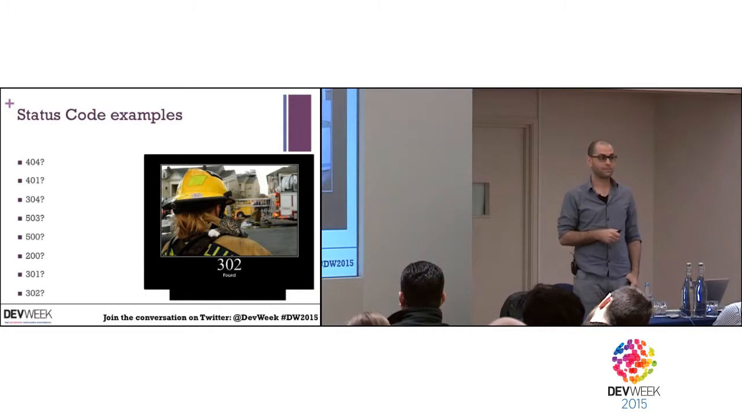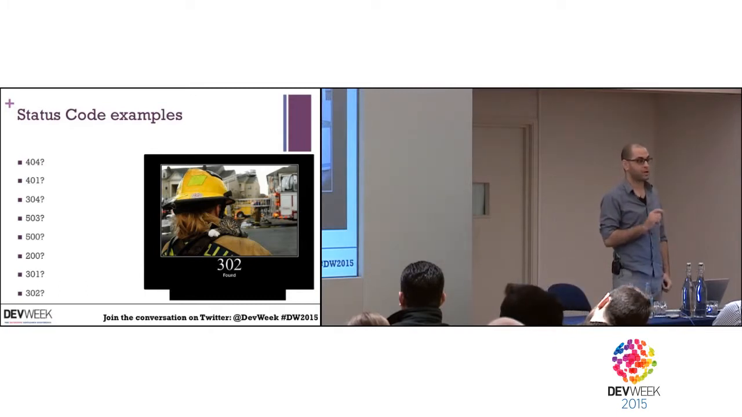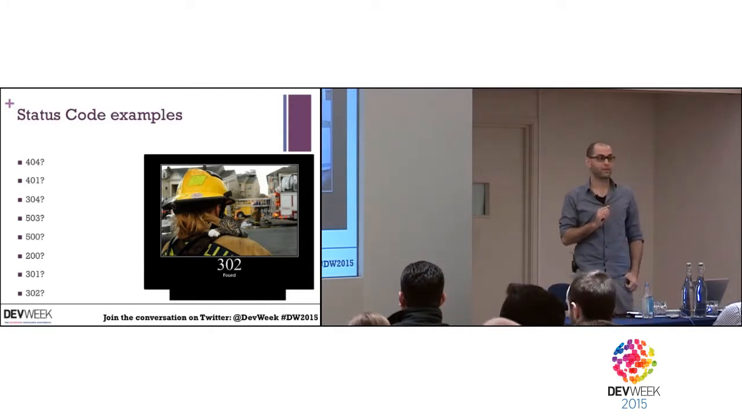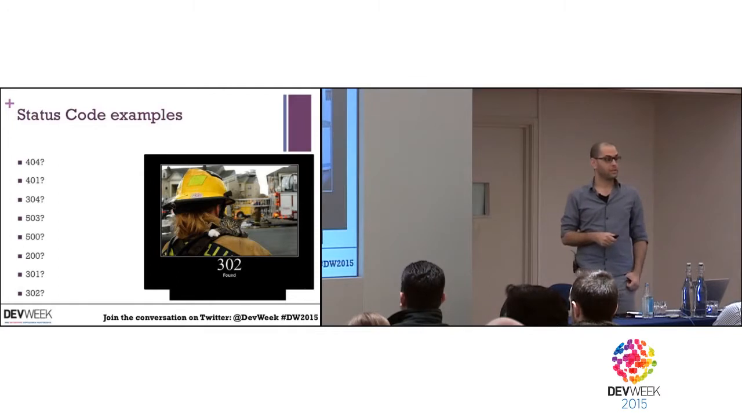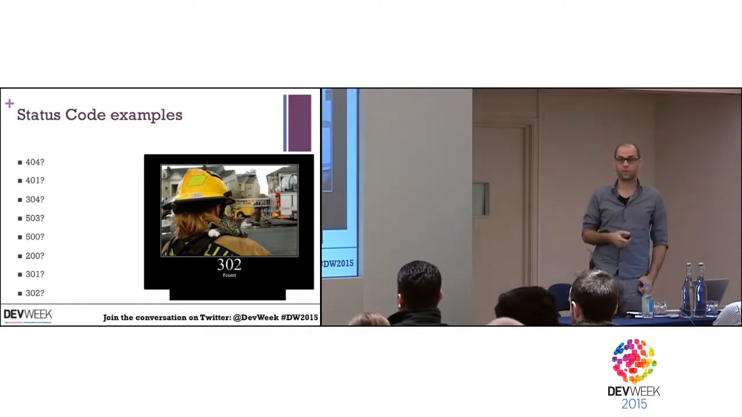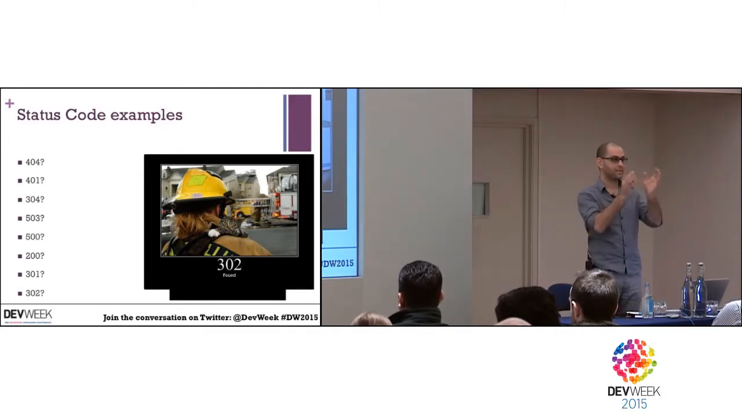304, this is caching. Anyone? Never used Fiddler to check cache, eh? Okay, 304 is not modified. This is actually the response a server will give you to tell you that you have the exact same copy in your cache. Use that, I won't return you the content.